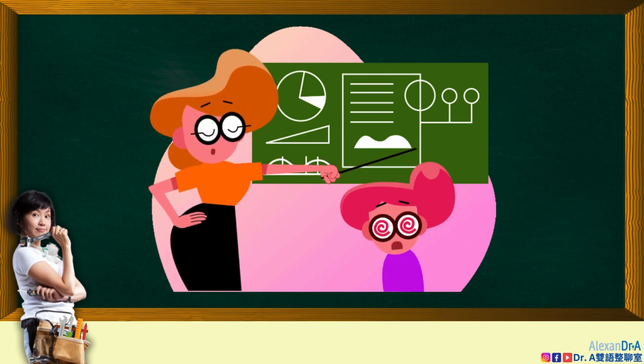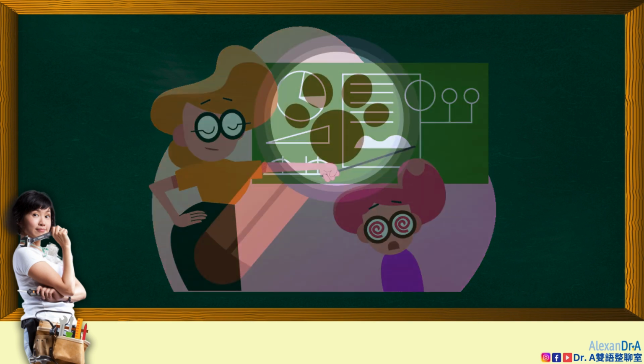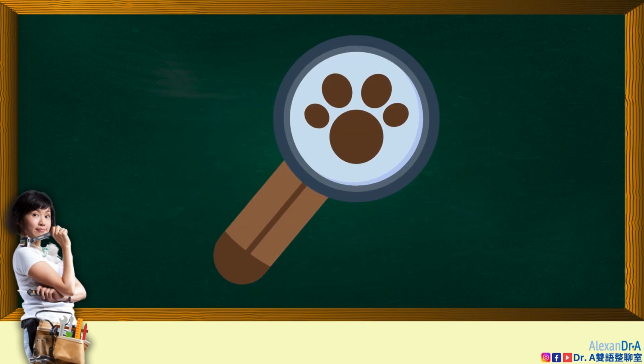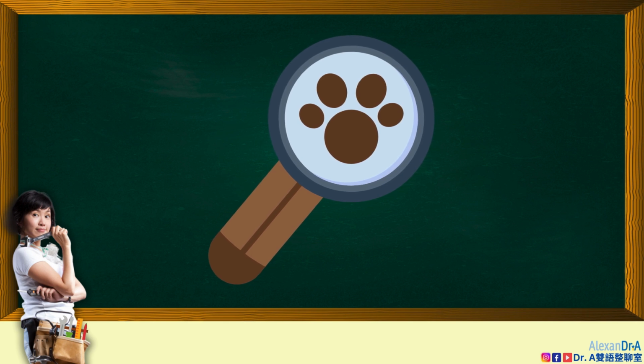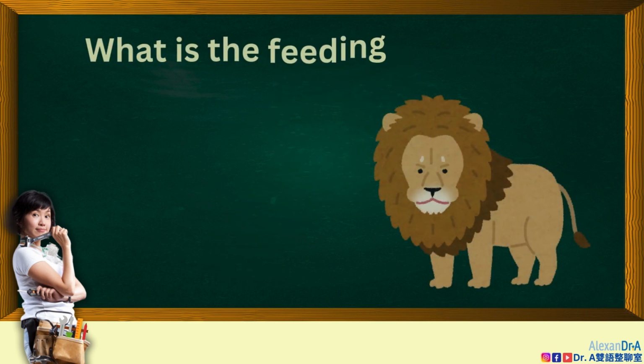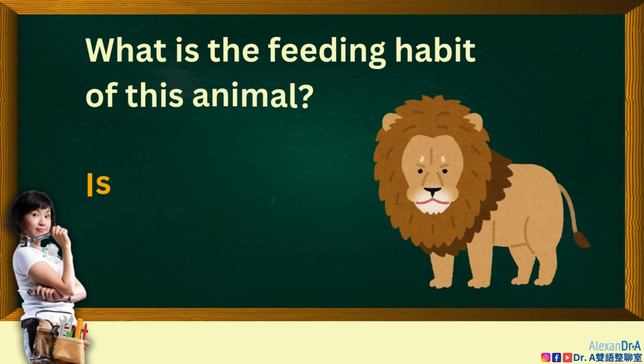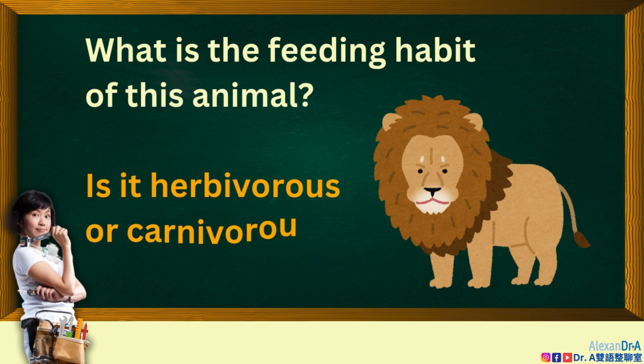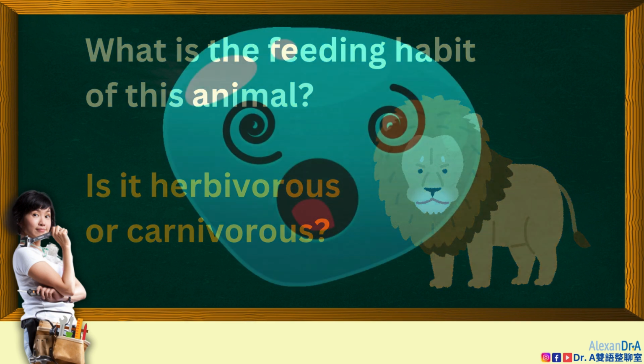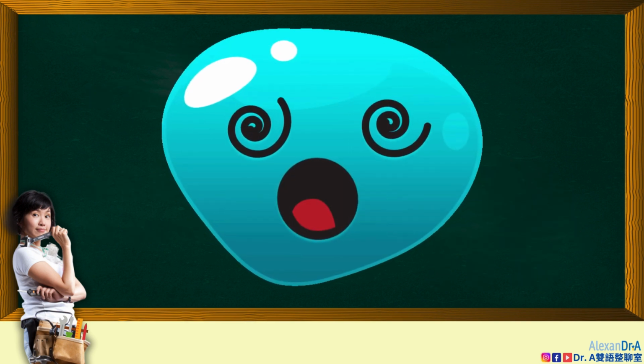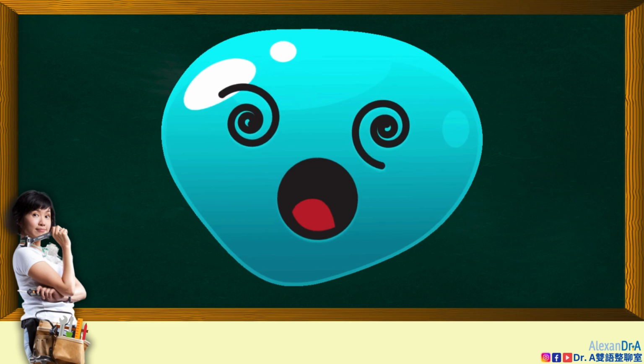That makes total sense. Okay, so Dr. A gives an example, right, from a lesson about carnivorous animals. Exactly. Imagine showing a picture, maybe a lion, and asking, what is the feeding habit of this animal? Is it herbivorous or carnivorous? Now, Dr. A says those words are correct, professional, but if the kids don't know herbivorous or carnivorous, the lesson just stops dead. Blank stares everywhere. And the point was just, what does it eat?